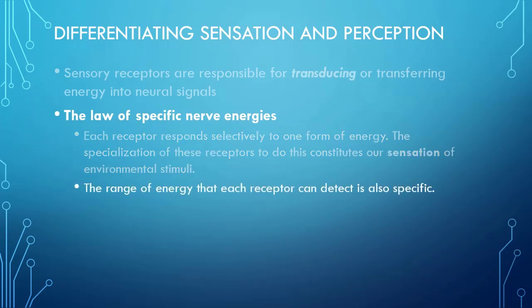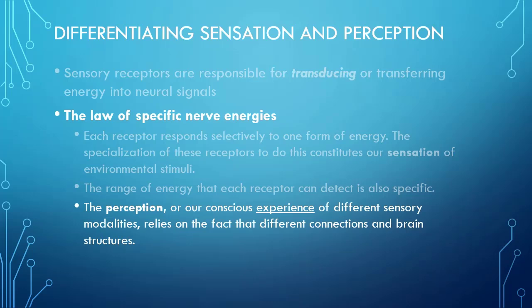So each of these receptors responds to one kind of energy. It's very specific in what it can detect. We call this tuning. And our perception is what we think of as kind of the conscious experience. So that can differ from person to person. So the level of the energy might be the same. For example, the light would be at a fixed brightness. And yet our perception of that light can change.